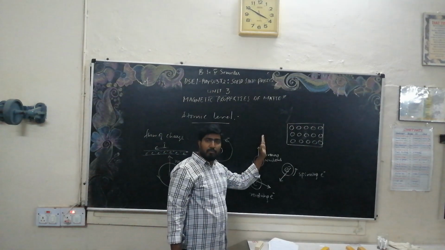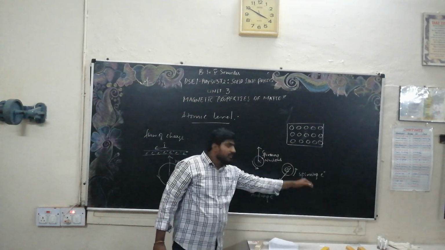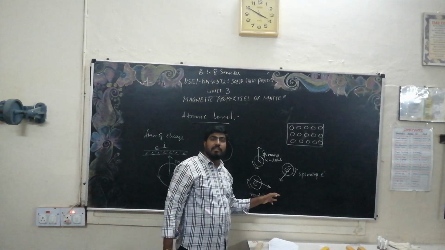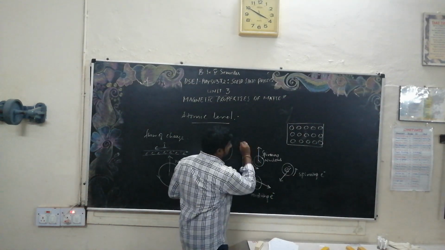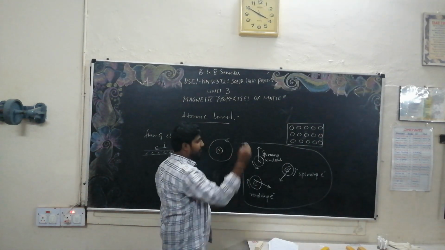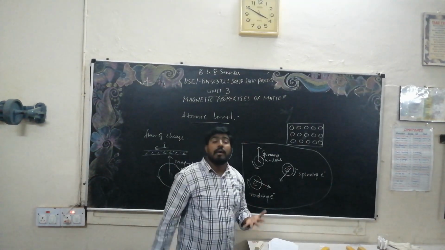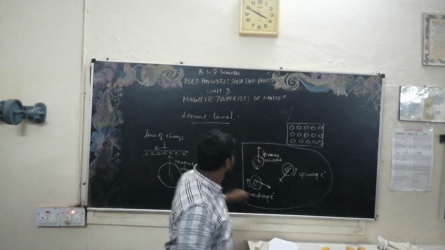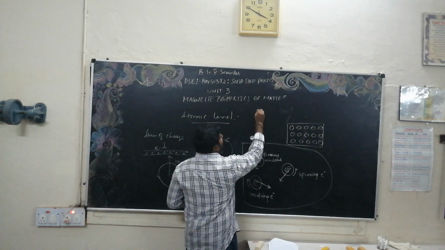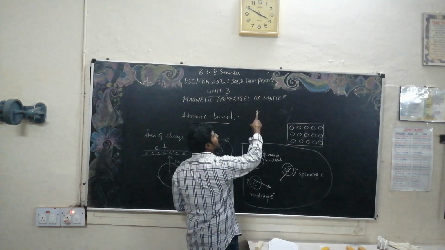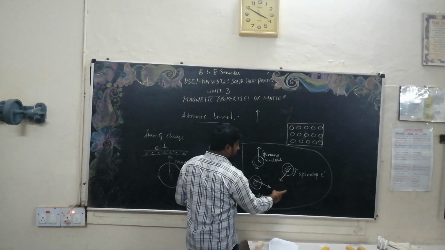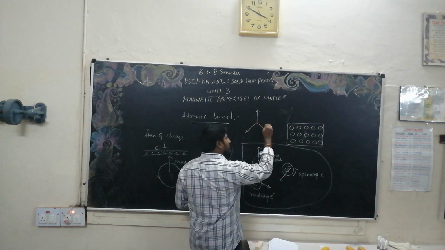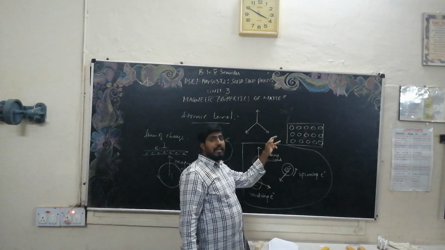nucleus develops a magnetic moment. Spinning electron develops a magnetic moment. Revolving electron develops a magnetic moment. The combination of all these, what will be the net magnetic moment of the atom? One atom. That is, the dipole moment of the nucleus in this direction, the dipole moment of the spinning electron in this direction, the dipole moment of the revolving electron in this direction.